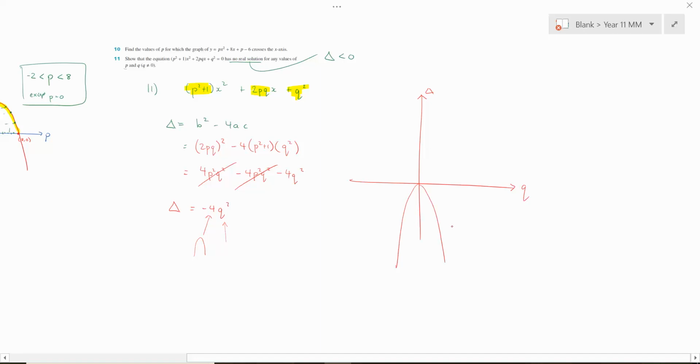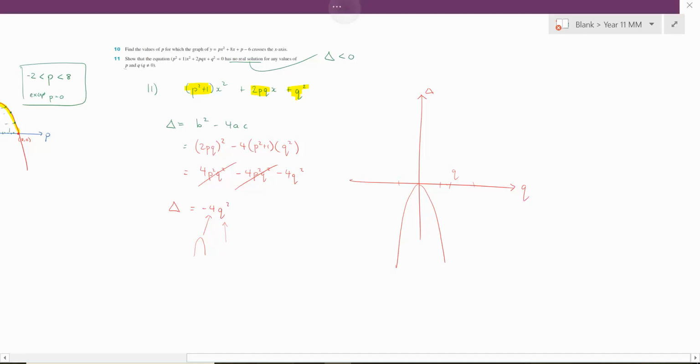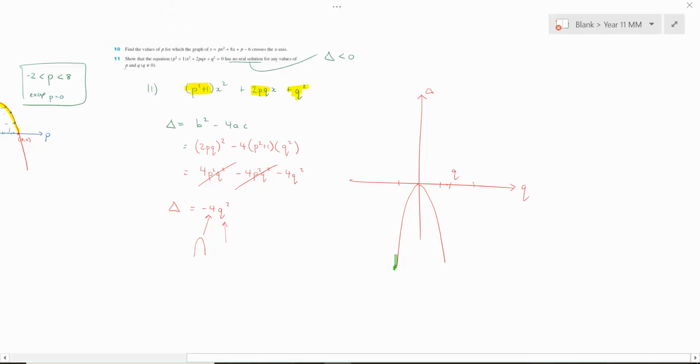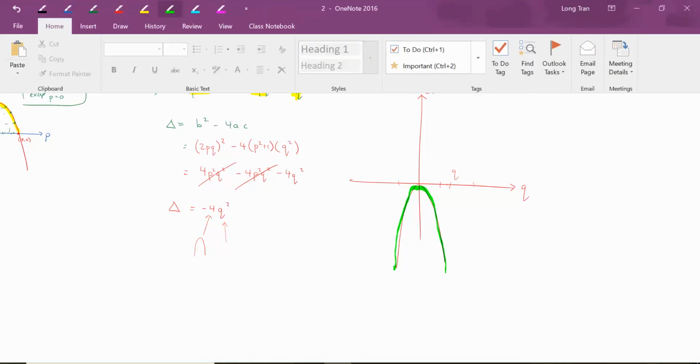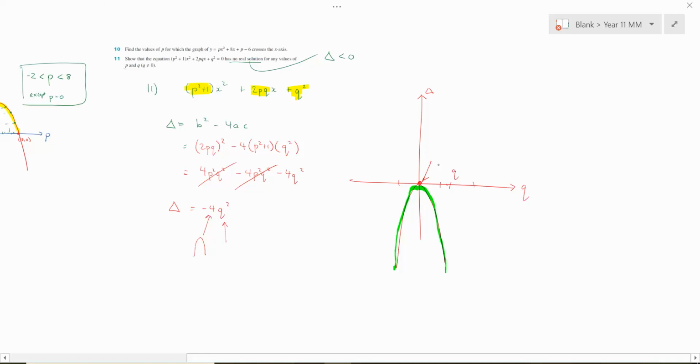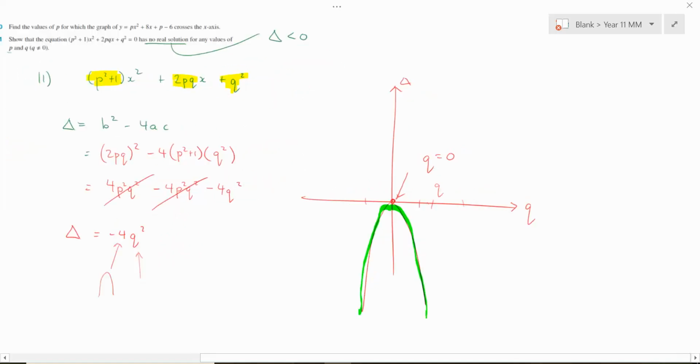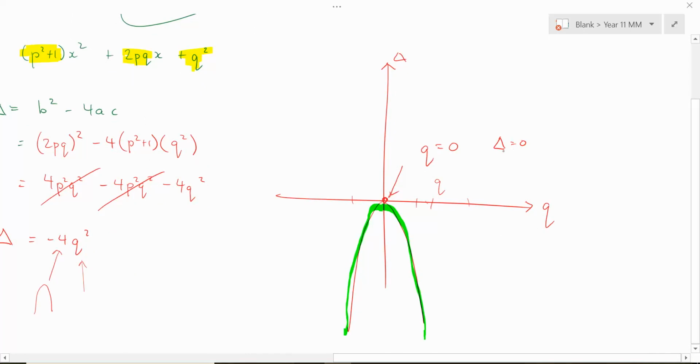That already tells me it doesn't matter what number you choose for q, the graph is always below the x-axis, except right at that point, when q equals 0. Then you get discriminant equals 0. But if the discriminant equals 0, it means you have one x-intercept. That's what they don't want. They said they want no x-intercepts. So this is a problem. q can't equal 0, because if q equals 0, the discriminant is 0 and you get one x-intercept.